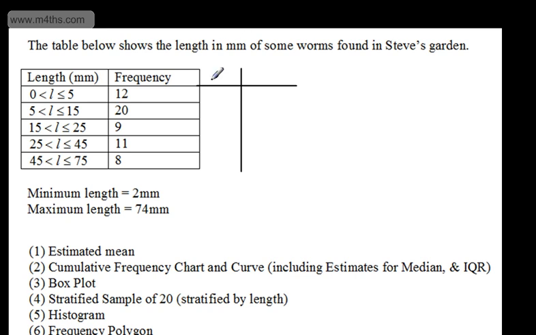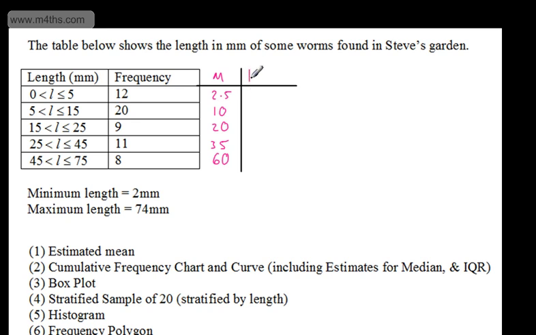So if I put here M, we want the midpoint of this class. The midpoint of 0 and 5 is going to be 2.5. If we look at the midpoint here, that's going to give me 10. The midpoint here is going to give me 20, the next one is 35, and the next one is going to be 60. Essentially what we're saying is all of the worms, all 12 worms in the first, we assume to be in the middle, the 2.5 millimetres long. These 20, we assume that they're all 10.